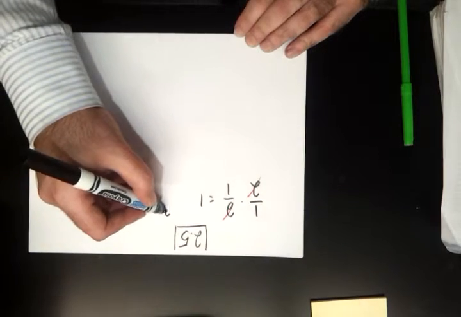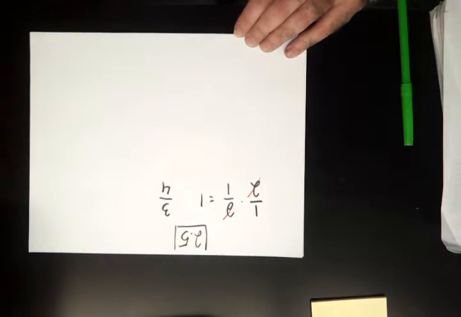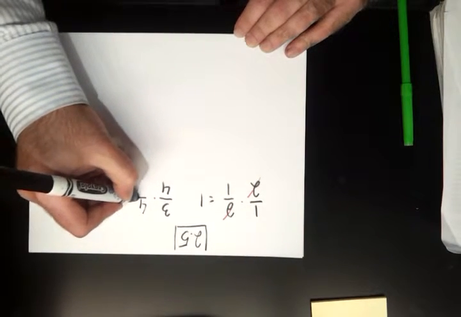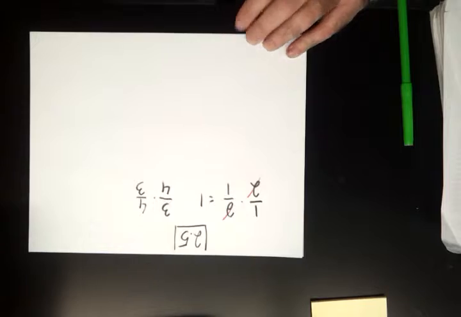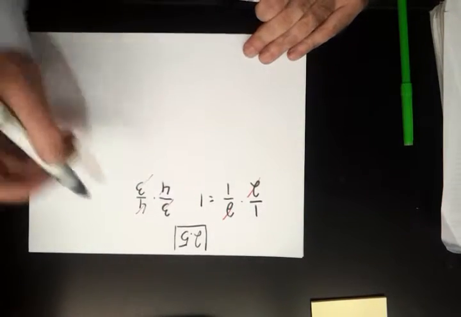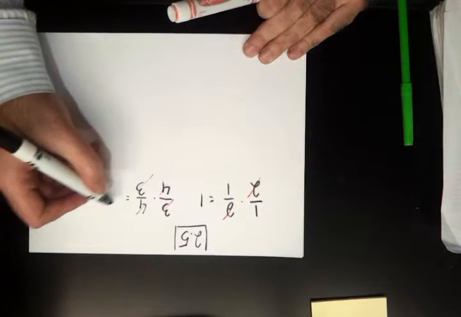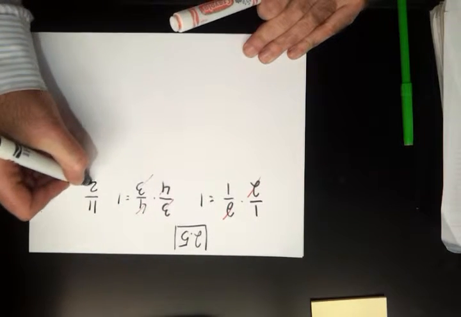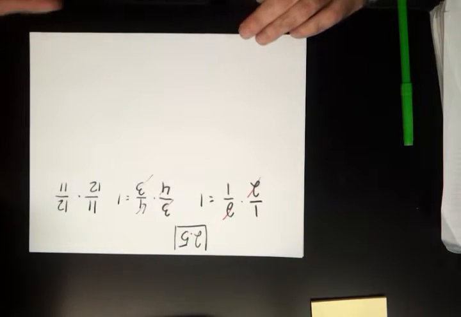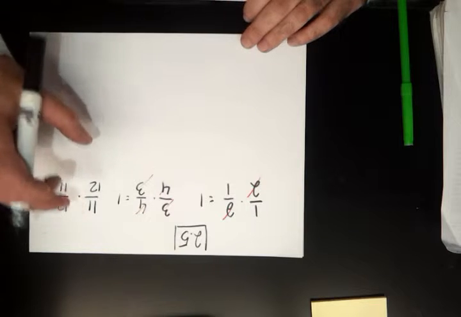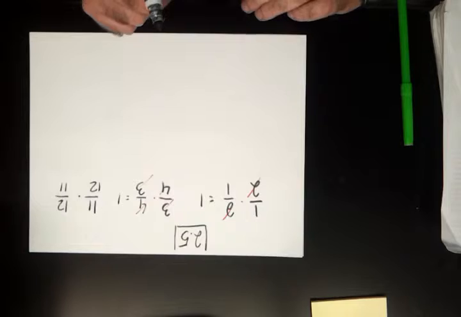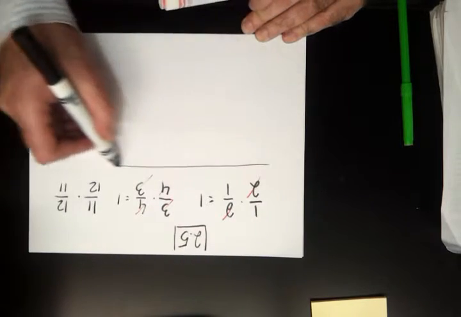If I have 3 over 4, what can I multiply the 3 over 4 by to make it into a 1? I can multiply 3 over 4 by 4 over 3. It's multiplicative inverse. In this case, I can cancel out the 4's and the 3's, which gives me a 1. What about 11 over 12? You guessed it, 12 over 11. So the multiplicative inverse is essentially, you take that fraction, you flip it, and you get its reciprocal, or the multiplicative inverse.